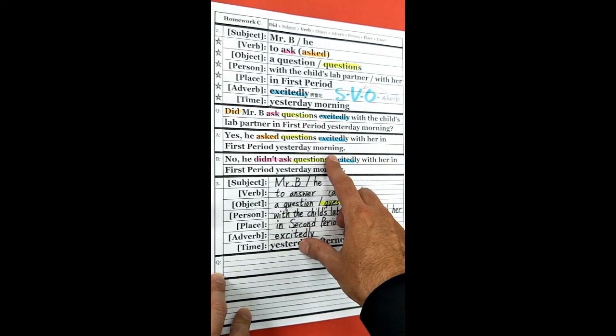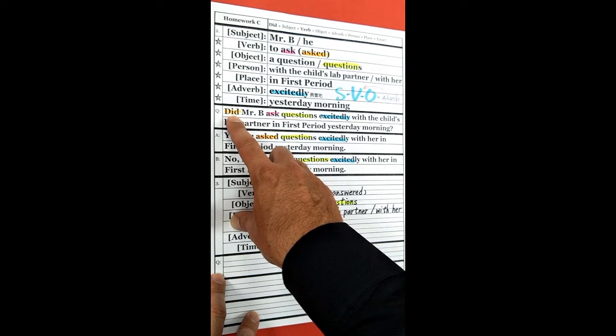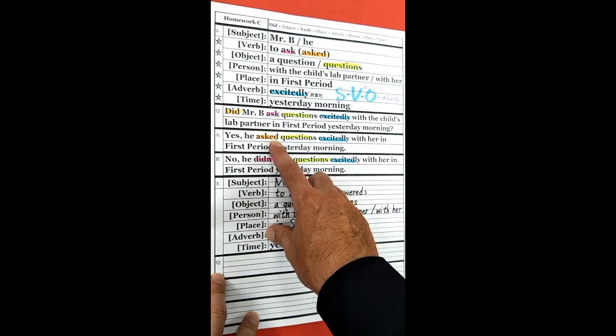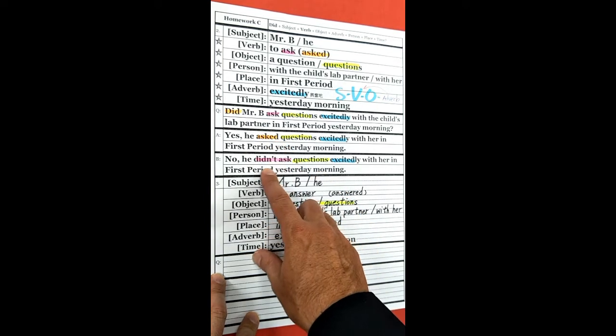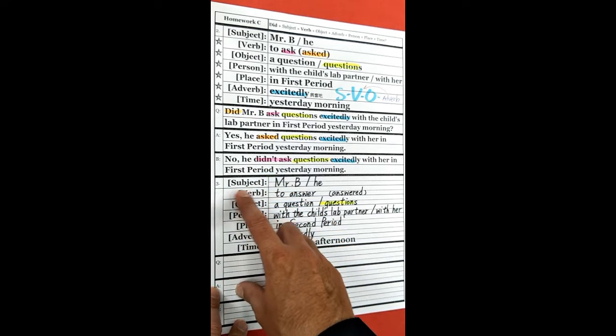Past tense is very simple. You just have to remember in the question did tells you past tense. Here, the ed tells you past tense. Here, didn't tells you past tense. All right, very easy. All right, let's go number 3.